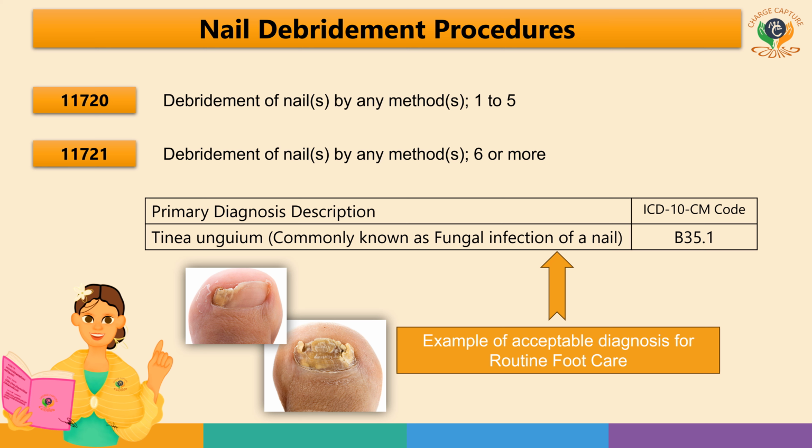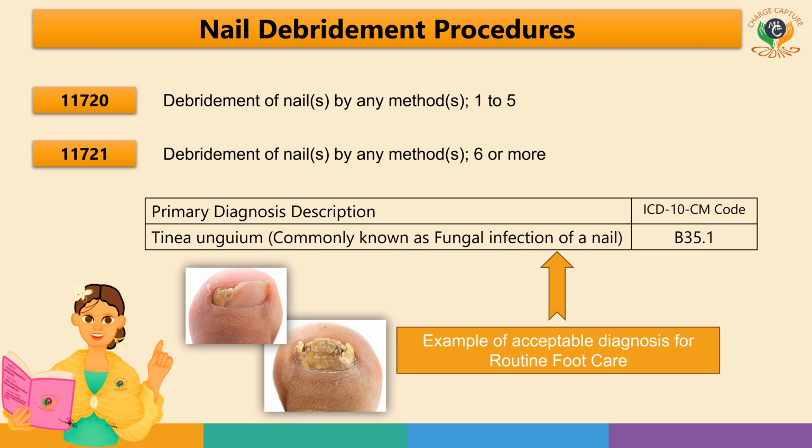Our example primary diagnosis for nail debridement is tinea unguium. The ICD-10-CM code is B35.1. LCD reference article number A56680 states that this is an acceptable diagnosis for a nail debridement procedure to be covered by Medicare. For more information on which diagnosis can be used, please refer to the CMS website.